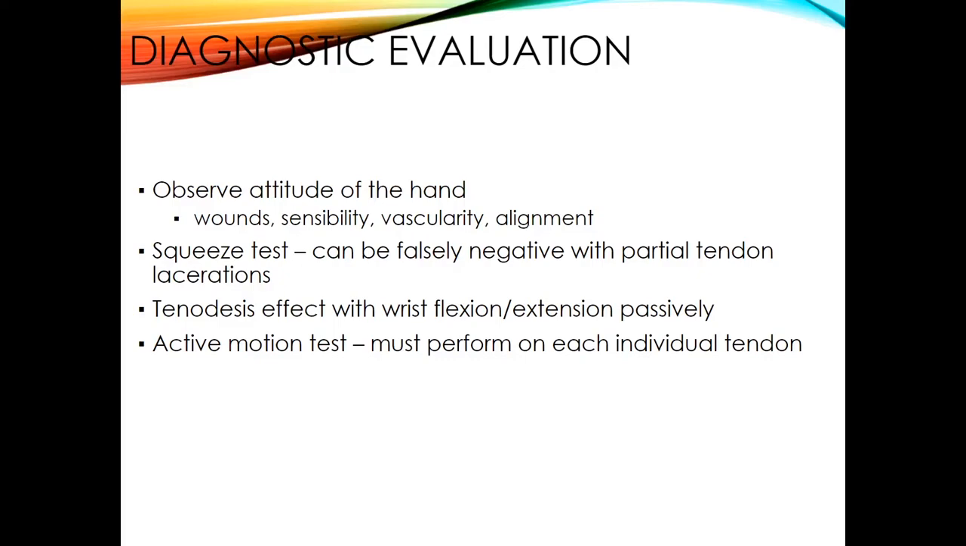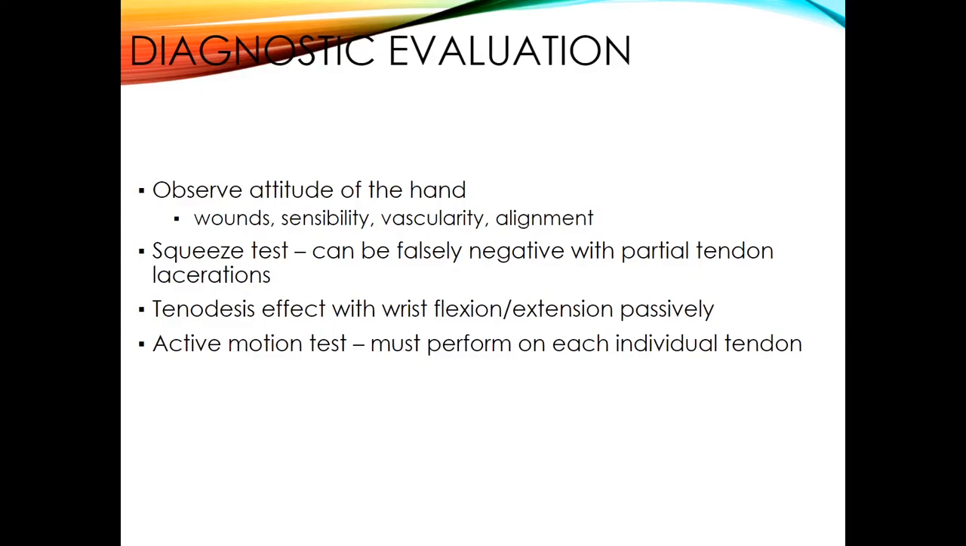Observation, again, is very important. The squeeze test can be helpful as long as there's a complete laceration. If you've got even a 90% high grade flexor tendon laceration, you squeeze over the muscle bellies or the musculotendinous junctions in the forearm, you'll still get a little bit of flexion in the digit, and that can be very misleading. Tenodesis effect we just talked about, and then active motion, of course.